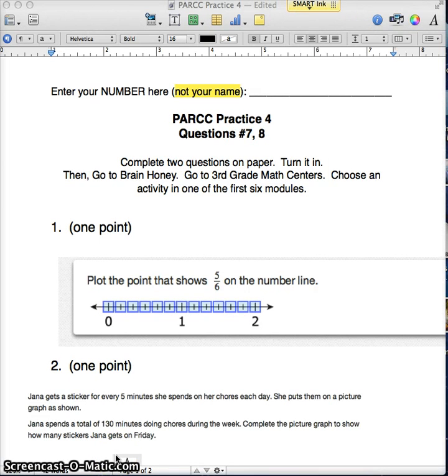Park Practice 4, the moment of truth. Here is your opportunity to grade Park Practice 4. And as you know, this time you were doing this on paper. You didn't have to print it.